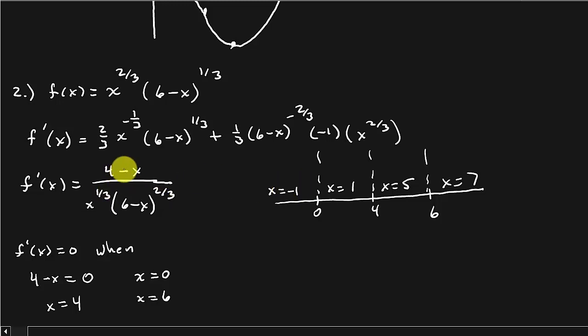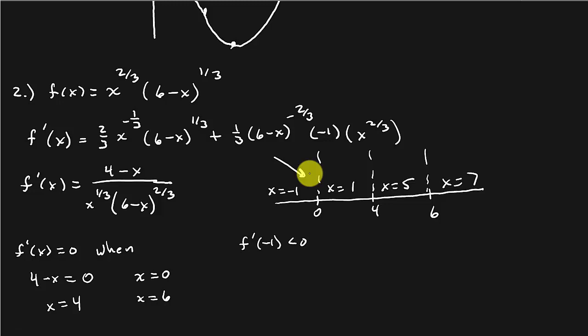So if I plug the -1 in, that's positive, that's negative, and that's positive. So that's negative. So that means f prime of -1 is less than 0. So it's decreasing there. All right.